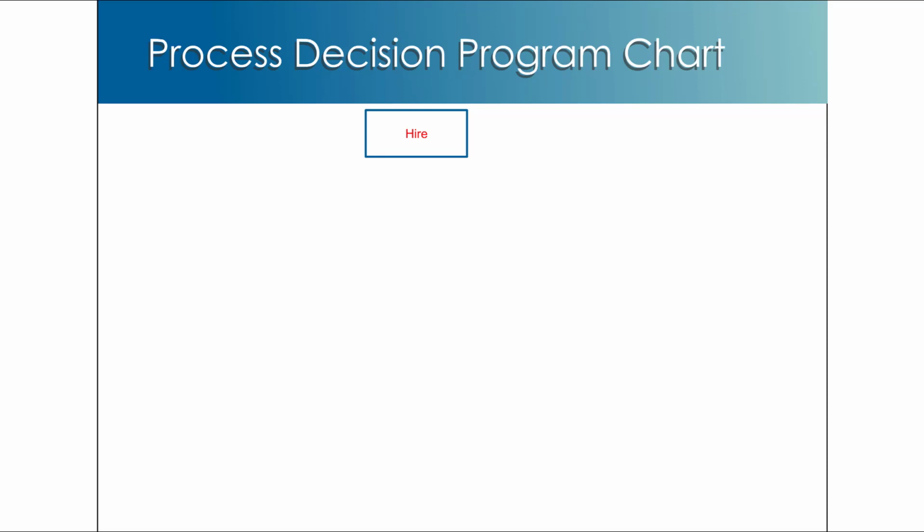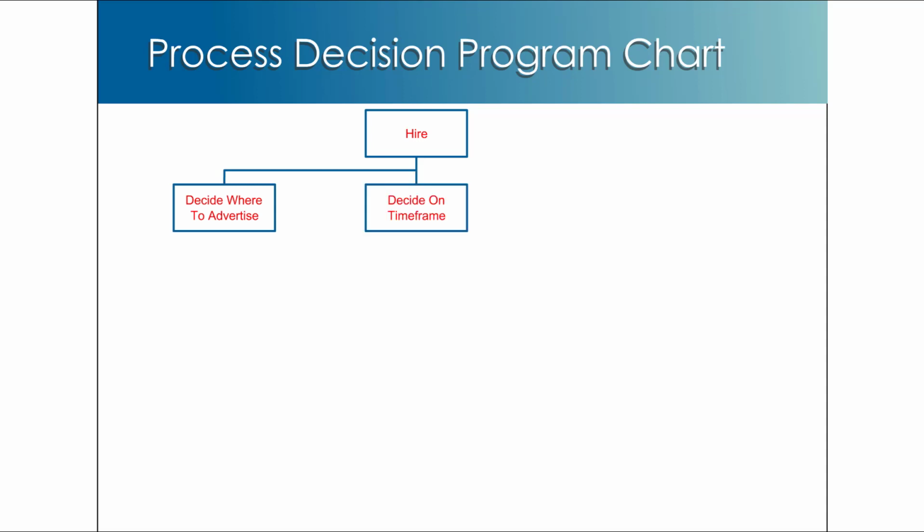This becomes the first level of our chart. Next, we will list the steps necessary to carry out this goal. For example, we will need to decide where we will advertise the new position. We will also need to determine an appropriate time frame for hiring a new resource and a selection process by which to find the best applicant for the job.